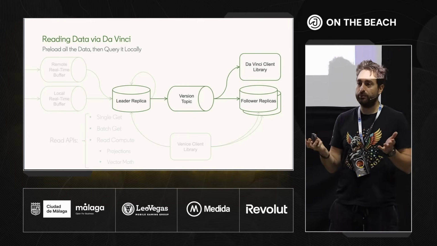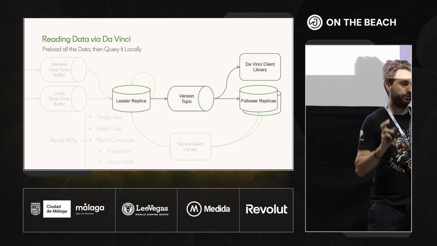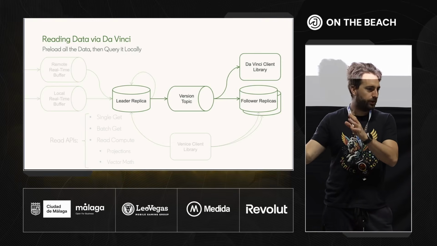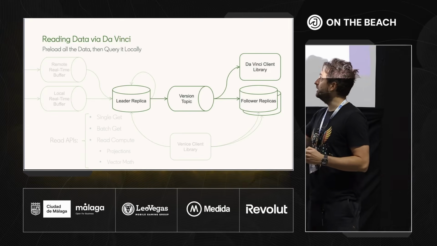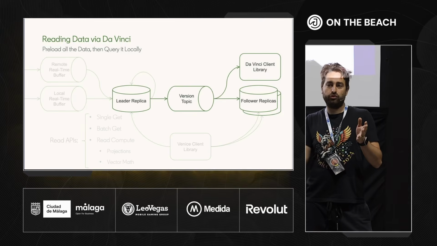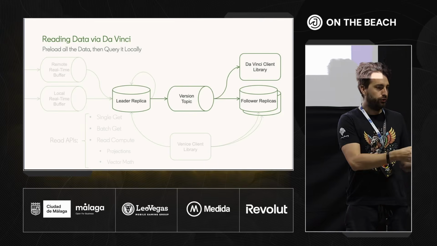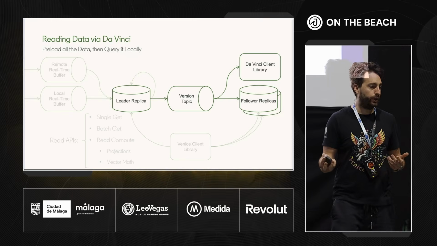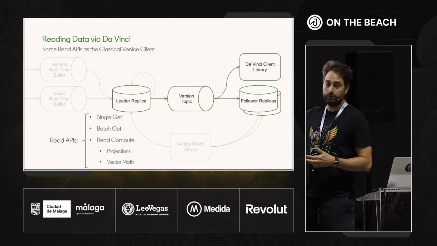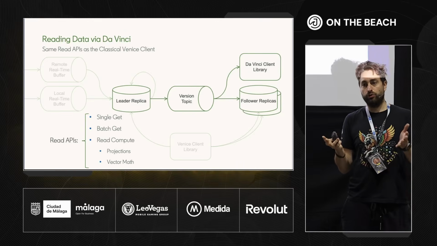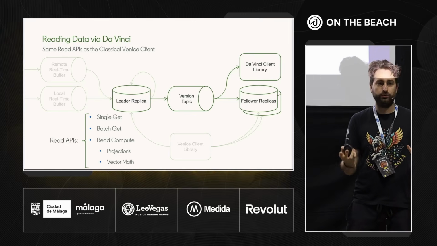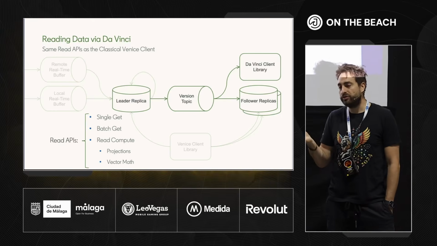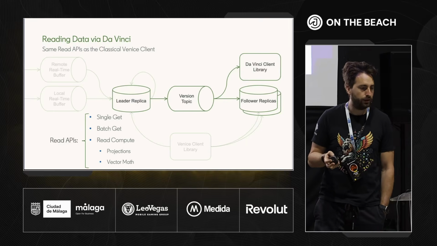The DaVinci client library is an alternative to what we call the classical Venice client. And it basically acts just like a follower replica. That's why I was telling you about the details of how the follower replicas work: the DaVinci client is essentially running a fraction of the Venice server code, but directly in your application. So it will consume the version topic, it will populate a local RocksDB instance, and when you issue read queries to it, which DaVinci supports all of the same read APIs that I just mentioned, it will serve those queries from the local state. So it will go at the speed of your local RAM or the speed of your local SSD, which, depending on the configuration, is, let's say, 1 to 3 orders of magnitude faster in practice.